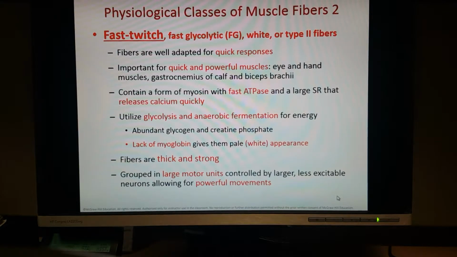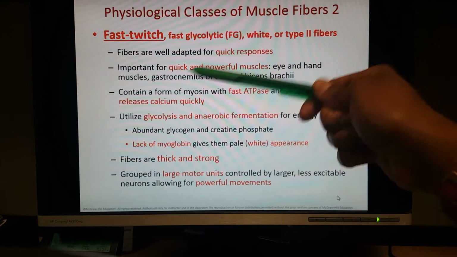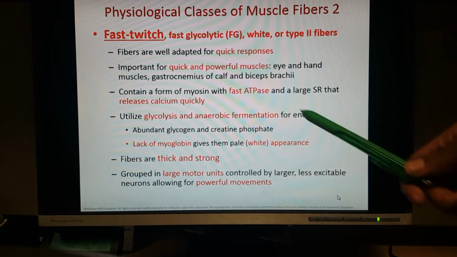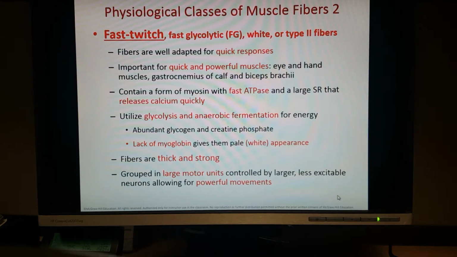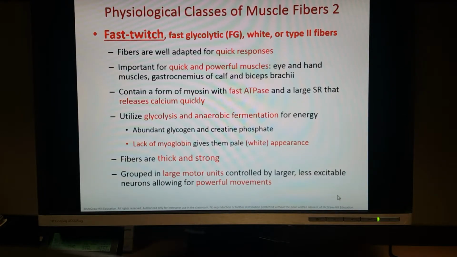Your other type of muscle fiber is fast twitch, also called fast glycolytic, white, or type 2 fibers. This type of muscle fiber is for a quick response. These are very quick, powerful muscles, for example in the eye and hand, so blinking and moving things quickly with the hand, as well as your gastrocnemius in the calf muscle and your biceps brachii. That's the muscle you probably work out a lot in the gym, so it's nice and big and looks cute. It's the one between your elbow and your shoulder. A lot of people like to flex that one. Again, a very powerful muscle, able to move quickly.